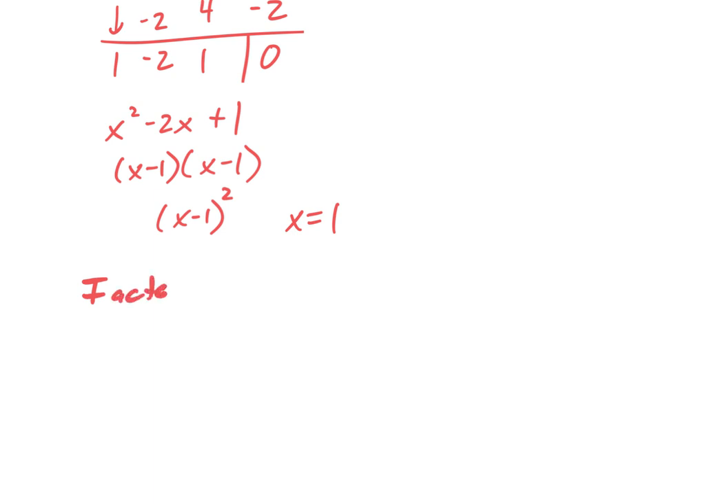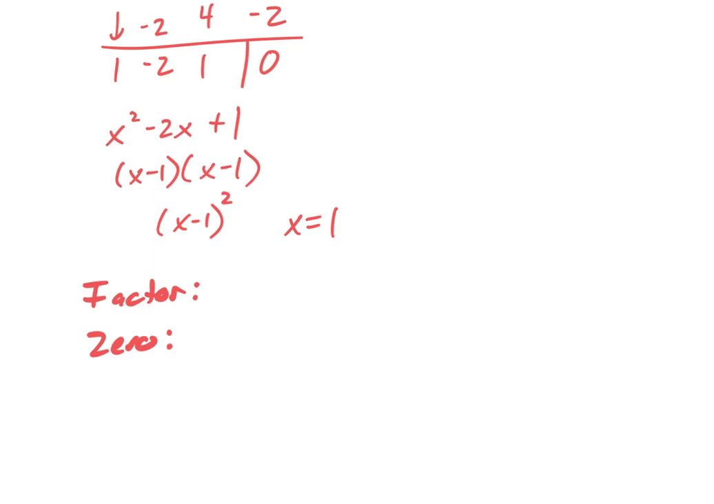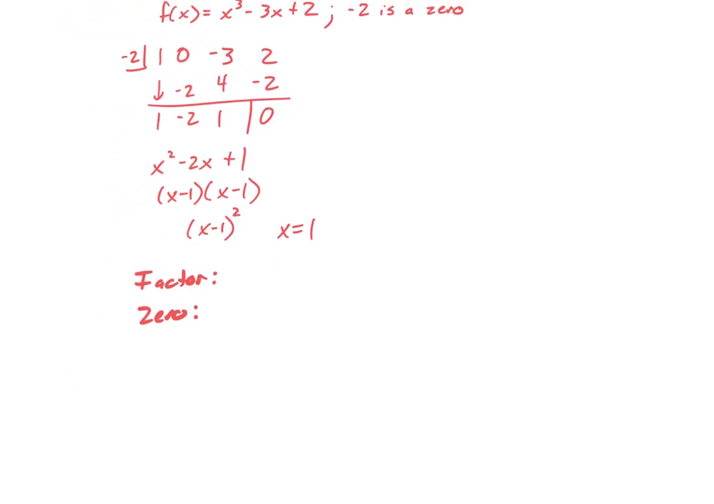Okay, they're going to ask you sometimes, and this is mainly because they want you to draw that conclusion between the zeros and the factors. So if I said, what are the factors of this polynomial and what are the zeros of this polynomial? First of all, we already know that negative 2 is a 0, and then x equals 1 is a 0, is what we just found. The factors are going to be x plus 2 and then x minus 1 squared.